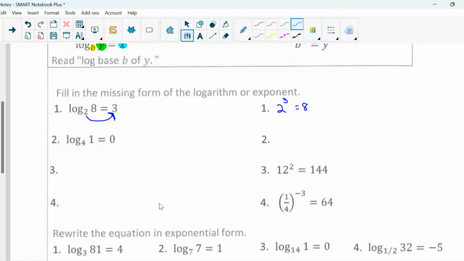And the other way around, we take the base of our exponent, and that becomes the base of our logarithm on the other side. So in this case, I have log base 12 of 144 equals my exponent, which is 2. So that's how you go from an exponent to a logarithm.